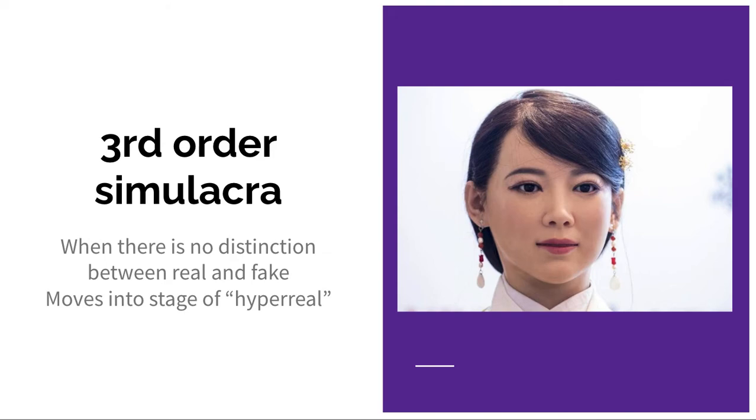Moving on to the third order simulacra, that's when there's no distinction between real and fake, and it moves into the stage of hyperreal. So in the photo here, that woman looks obviously very real, but that is actually a robot. And so there is no way to tell between real and fake, and so the hyperreal comes into play.